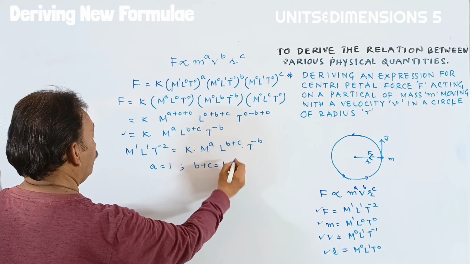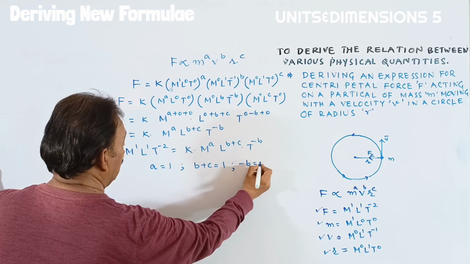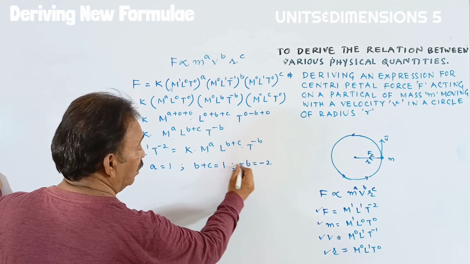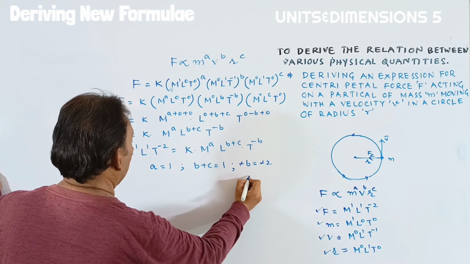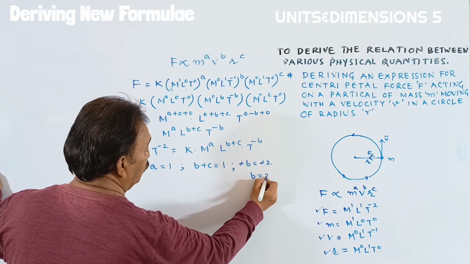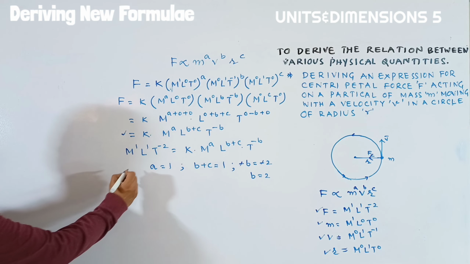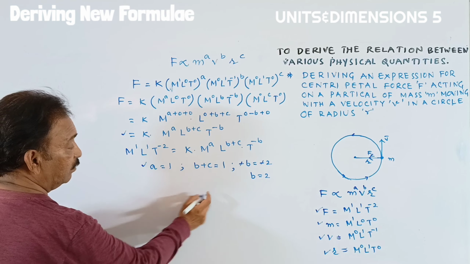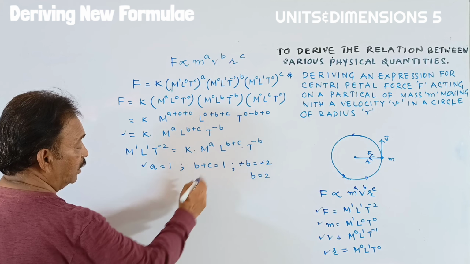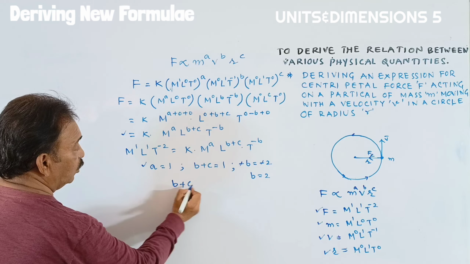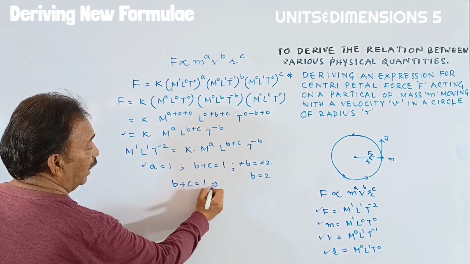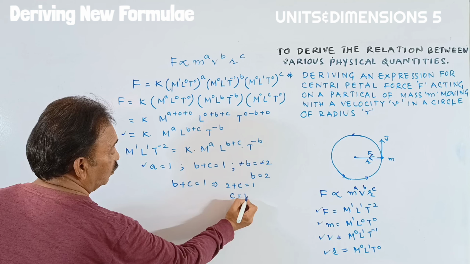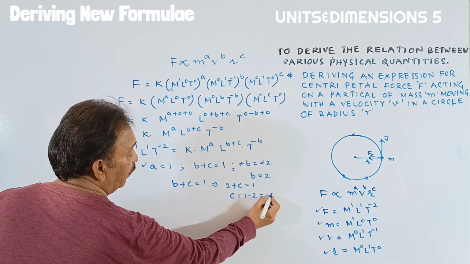and minus b is equal to minus 2. Okay, students. Then the minus signs get cancelled, and finally we had b is equal to 2. We had the values of a, b plus c and b. We have to get the value of c. Substituting this b in b plus c is equal to 1, and b is 2, so 2 plus c is equal to 1, c is equal to 1 minus 2, it is minus 1.